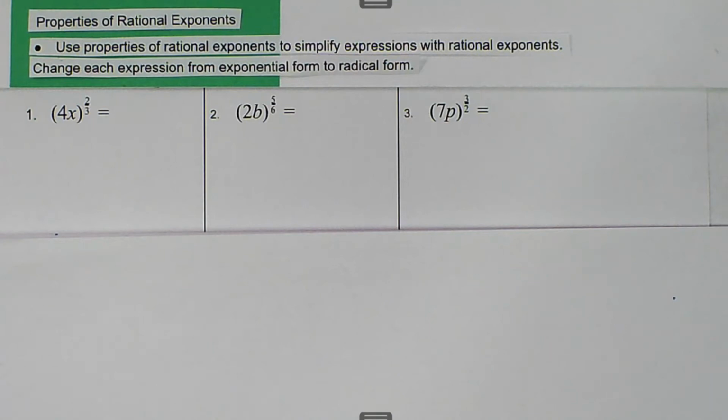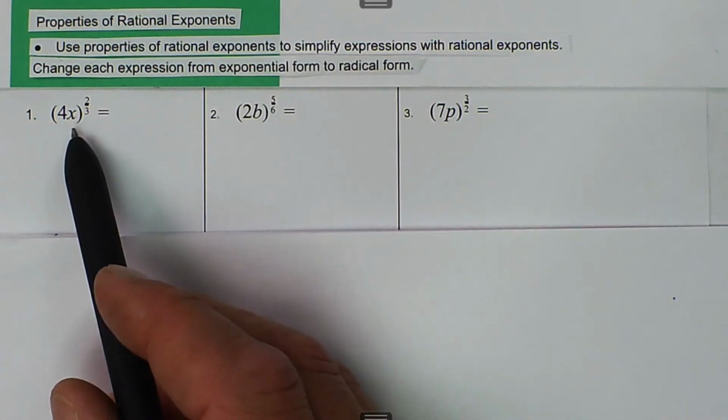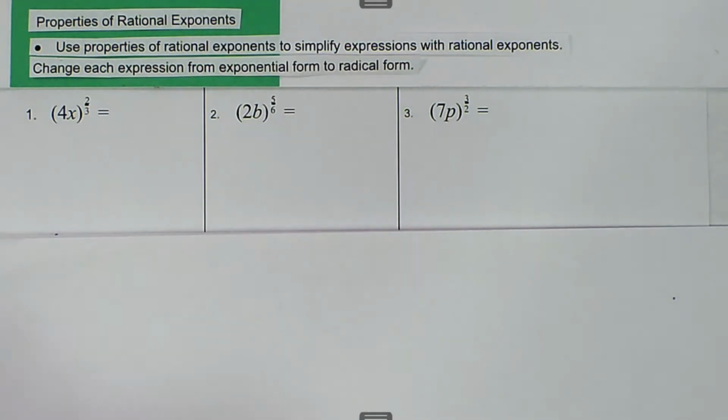We are talking about properties of rational exponents, and we want to use properties of rational exponents to simplify expressions with rational exponents. So here we want to change each expression from exponential form to radical form. And so we see that we have 4x raised to the 2/3 power.